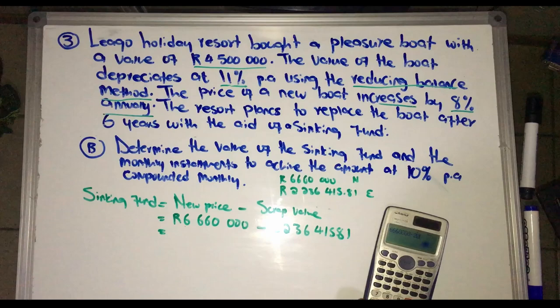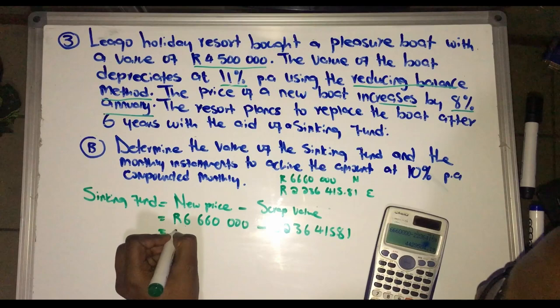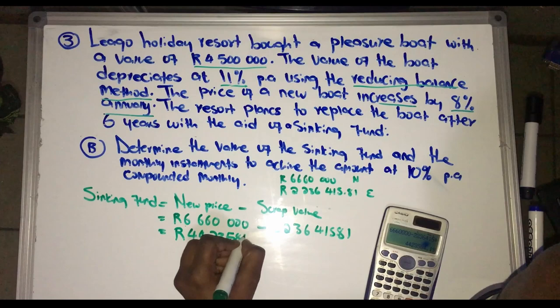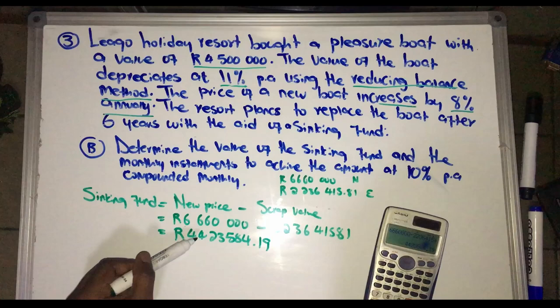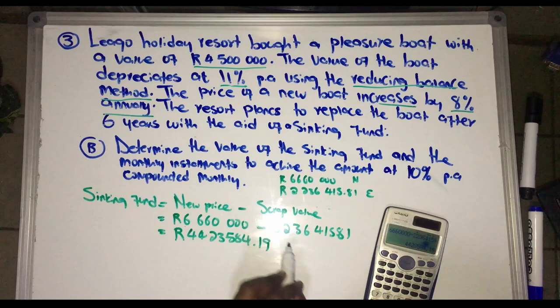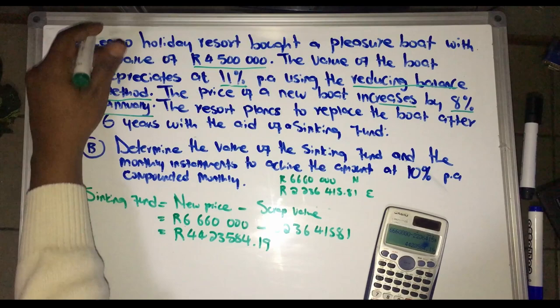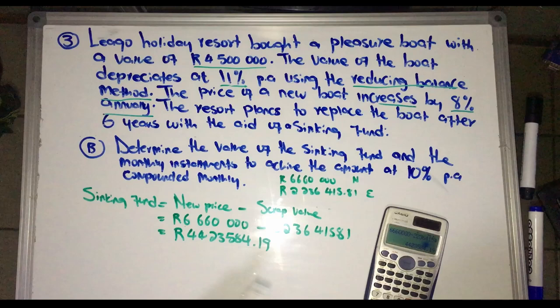Minus 2,236,415.81. So the sinking fund there is 4,423,584.19. So that's 4.4 million rands, which is 4,423,584 rands. Okay, so now how much should the resort contribute every single month so that at the end of 6 years they have 4.4 million rands for the new boat.